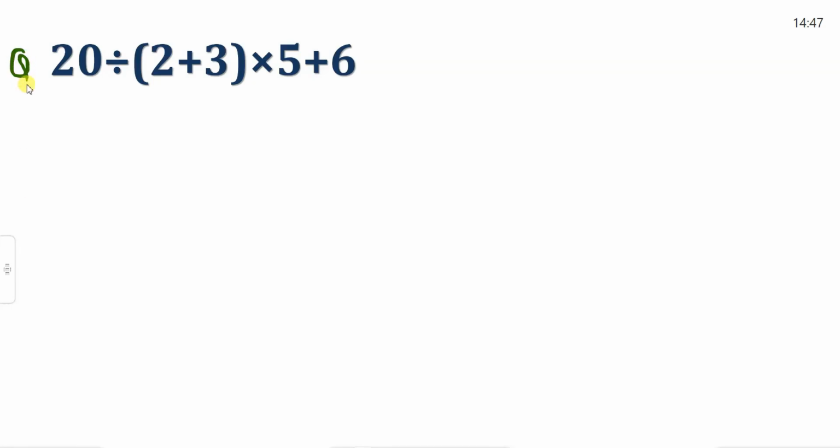Hello, everyone. The question is 20 divided by (2 plus 3), multiplied by 5 plus 6. So here, let's first look at the PEMDAS rule.